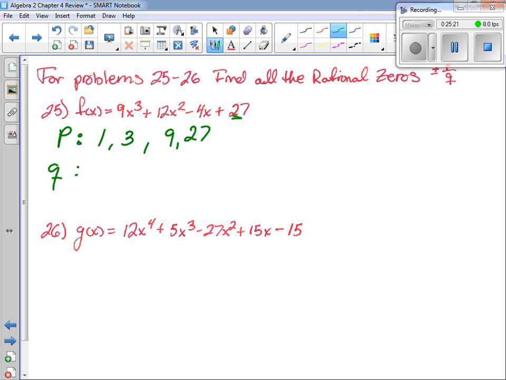Factors of 9. We'd have 1 and 9. And then what? 3 and 3. And again, if a number repeats, we don't put it more than once. P is the factors of the what? Constant term. Q is the factors of the leading coefficient.